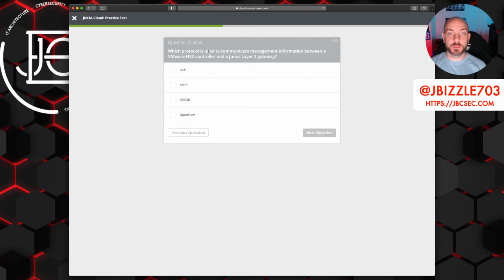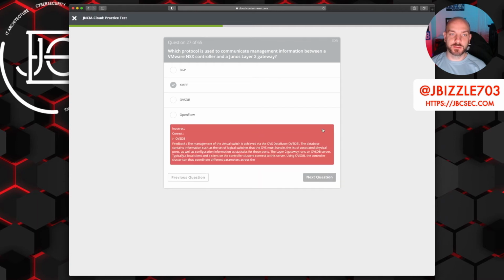Which protocol is used to communicate management information between a VMware NSX controller and a Junos Layer 2 gateway? Not BGP. OVSDB, OpenFlow, XMPP. I think it's XMPP. It's OpenFlow? Oh, no. Okay.